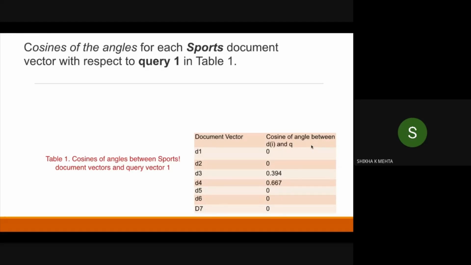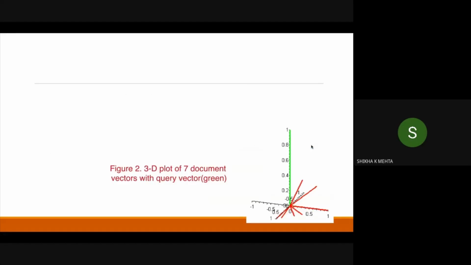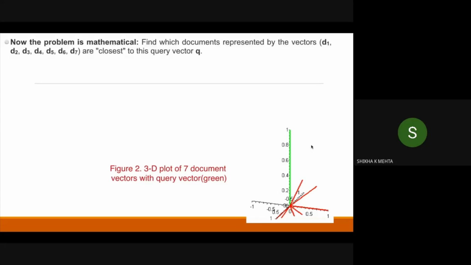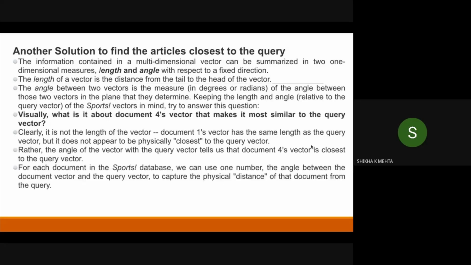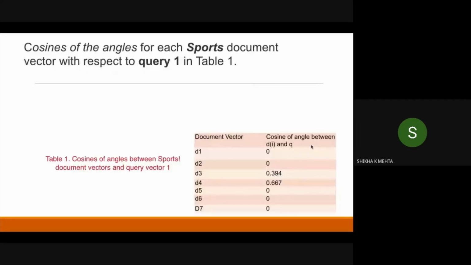And when we compare this with the geometrical representation, from this particular graph we were not able to derive any information. The length of the vectors is not giving information. But when we compute the angle, we are able to get the precise information that document 4 is closer to the query document as compared to the others.